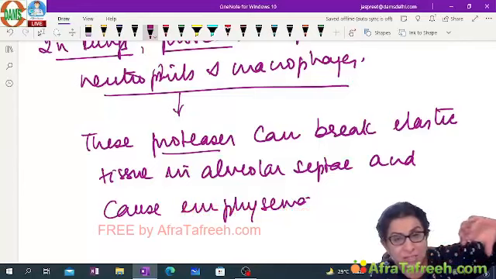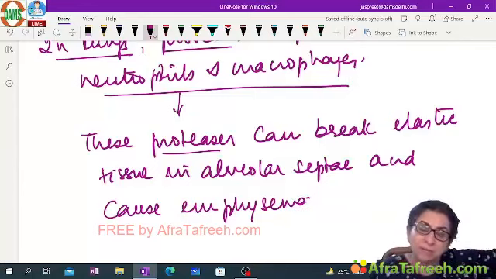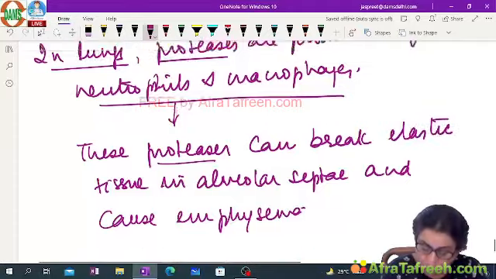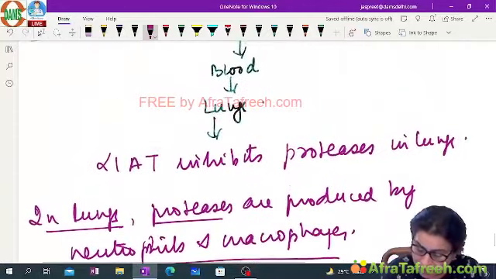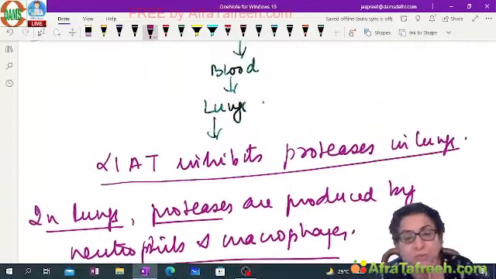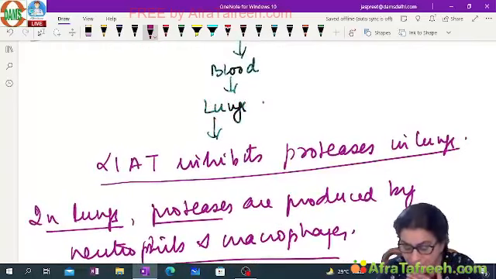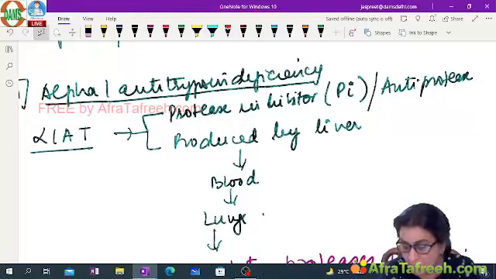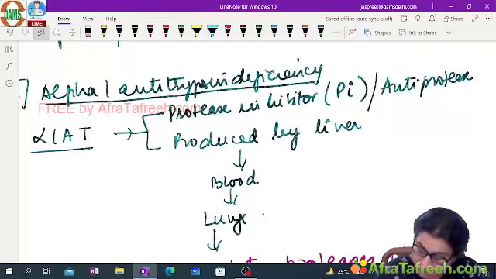And if the elastic tissue in the alveolar septae breaks, emphysema of the lung can happen. But normally this does not happen because we all have alpha-1 antitrypsin, which inhibits the proteases produced in the lungs. So alpha-1 antitrypsin is an enzyme. It's a protease inhibitor, an antiprotease, referred to as PI. It is produced by the liver.